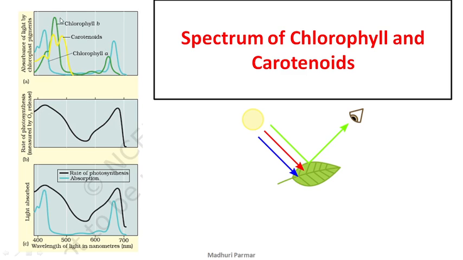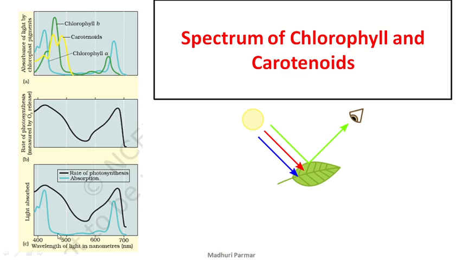Same thing you can see in the case of chlorophyll B, which is this green colored diagram. Chlorophyll B is also absorbing more in the blue region, then nothing, and then it will absorb more in the red region. Carotenoids are absorbing more from blue to orange, and then they are not absorbing anything. So these are the three pigments, chlorophyll A, B, and carotenoids, and the wavelengths of light they are absorbing.